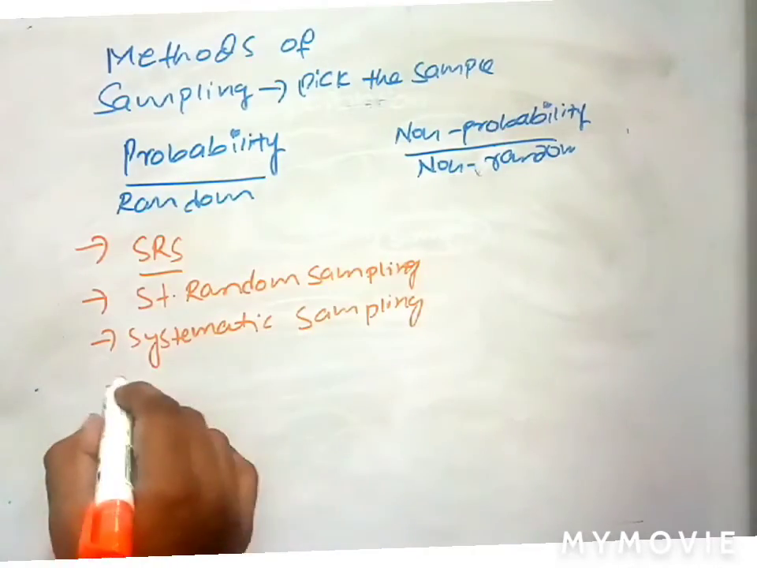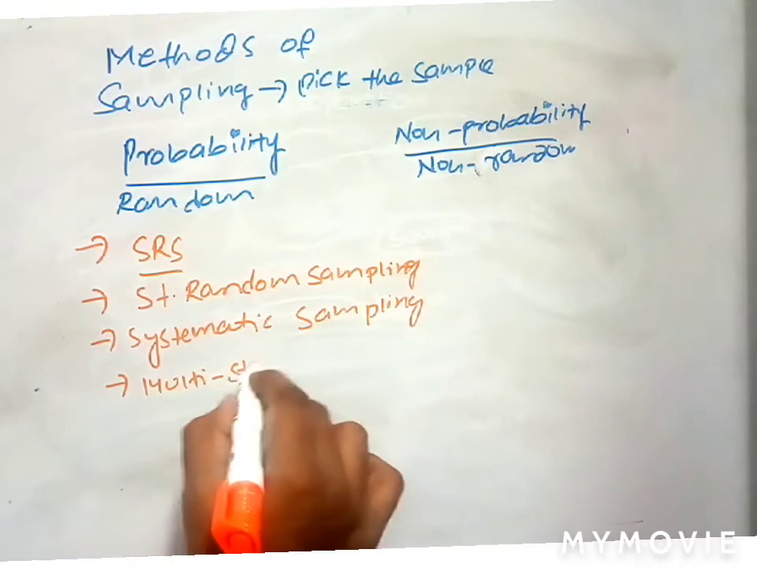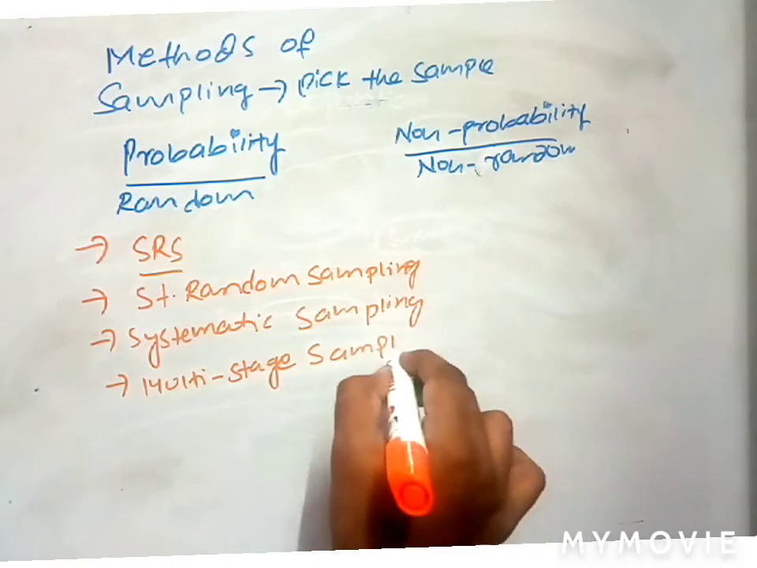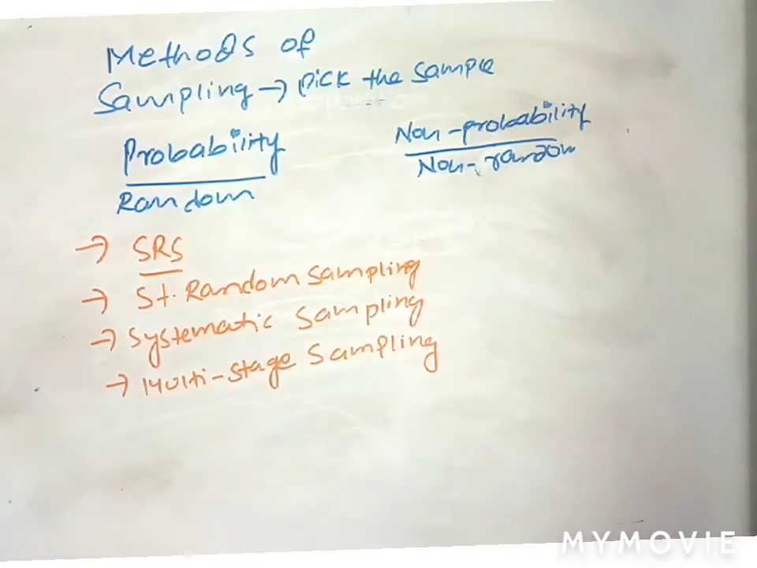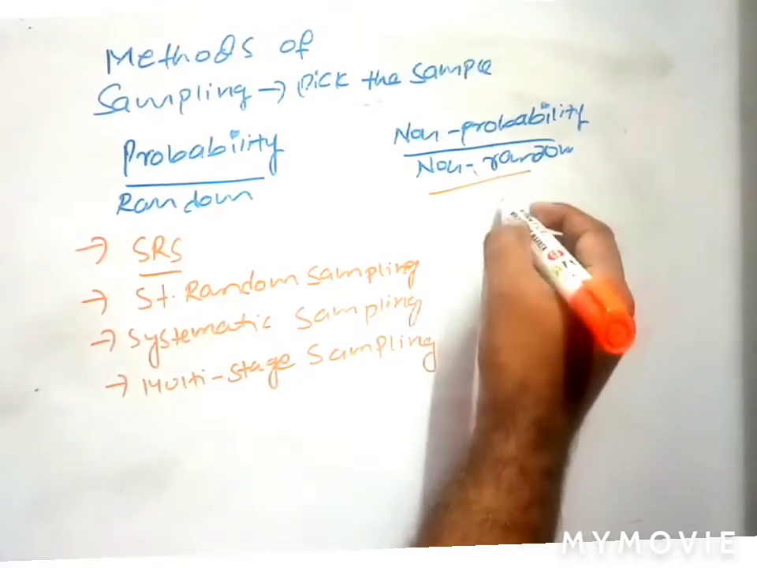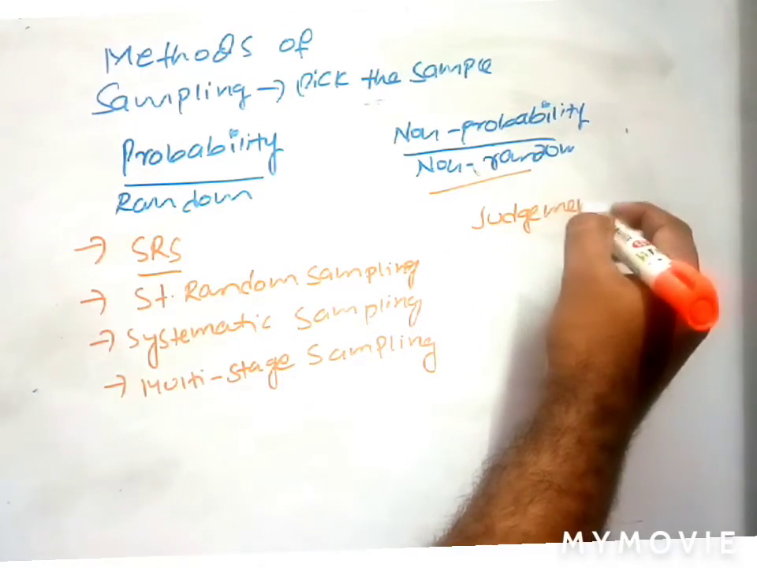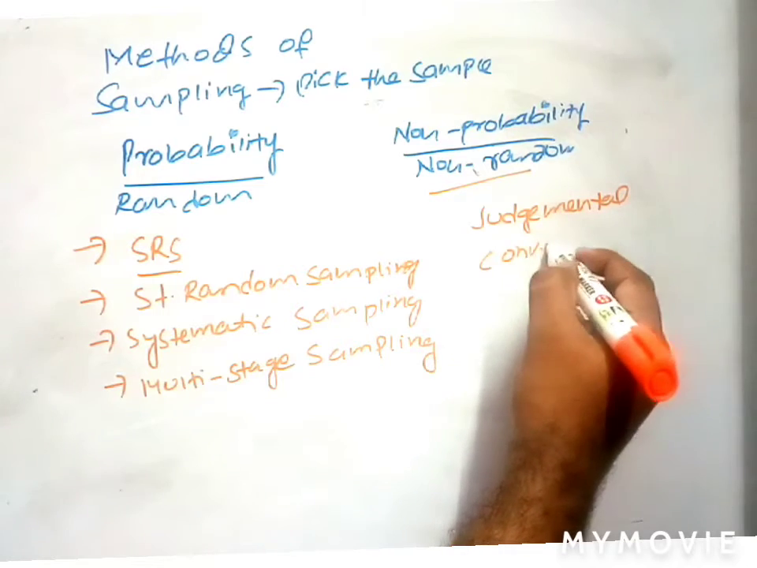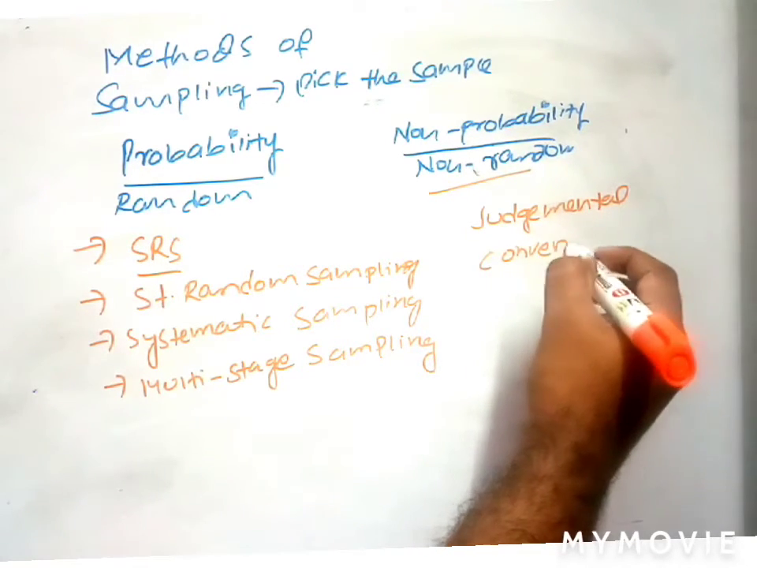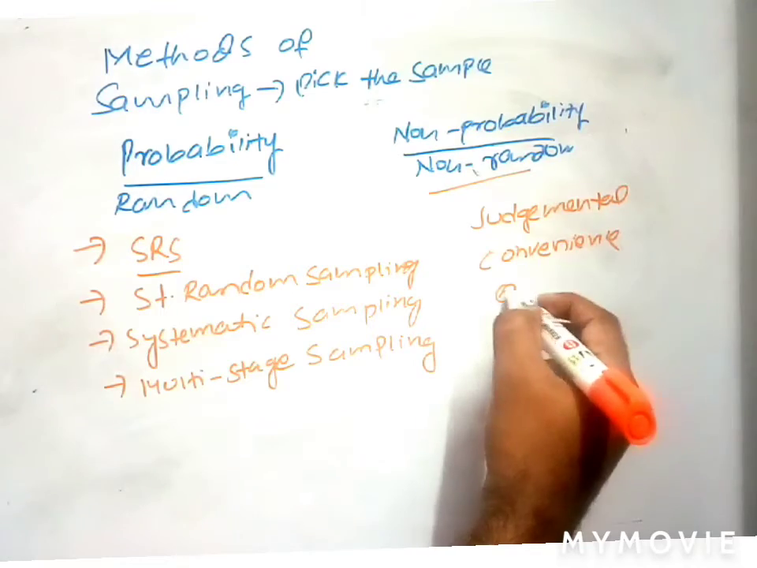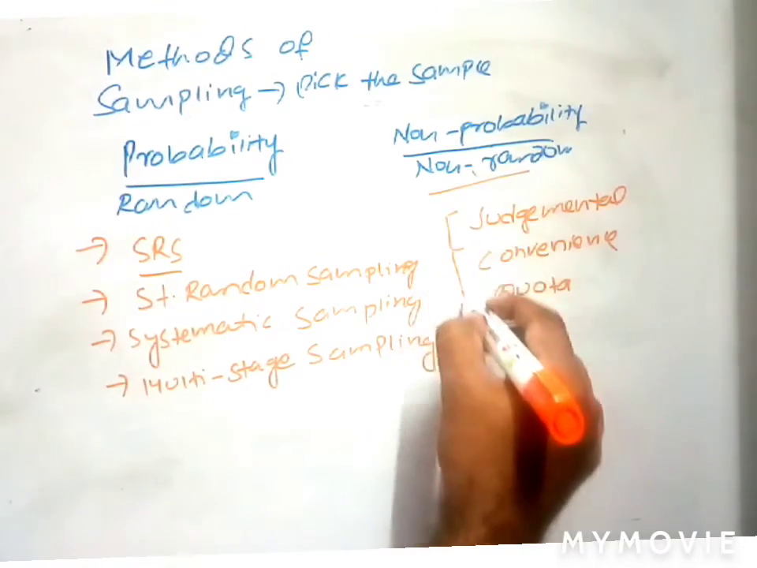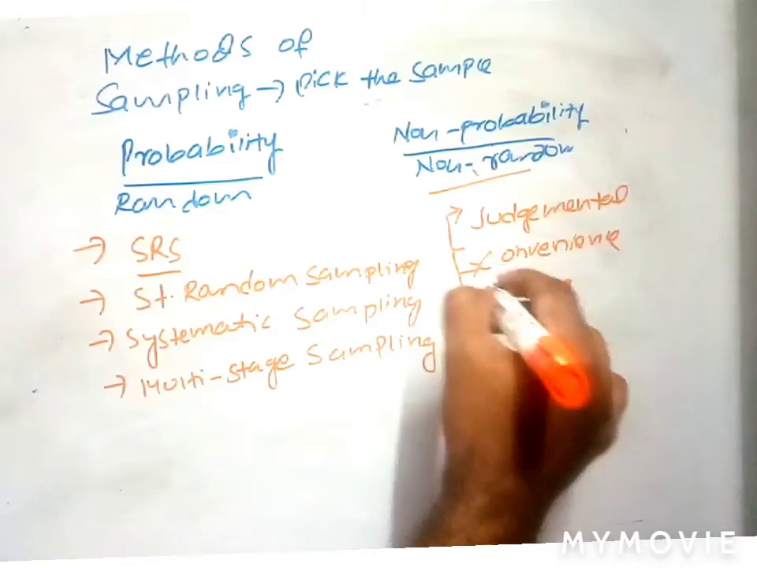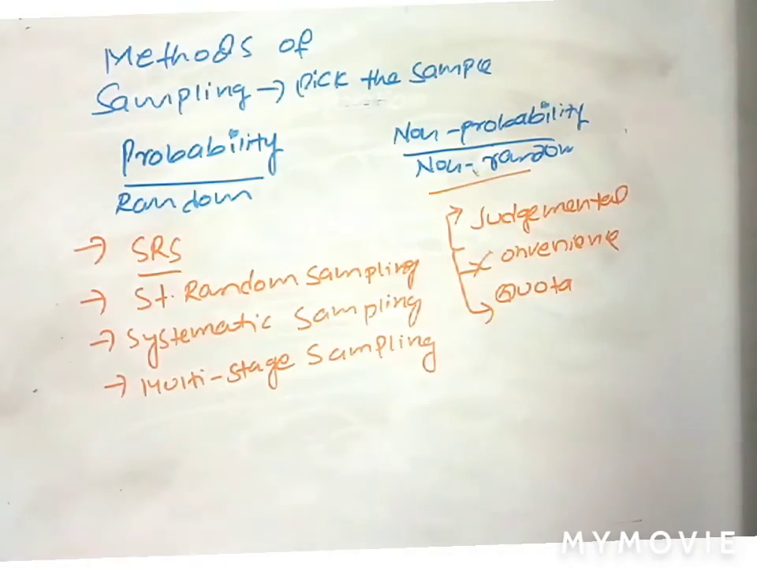Okay, and also we can say multi-stage sampling. So we can understand probability sampling through these four types basically, and non-probability sampling is judgmental sampling, convenience sampling, and also quota sampling. So basically these are part of random sampling and non-random sampling, and these are part of the random sampling.